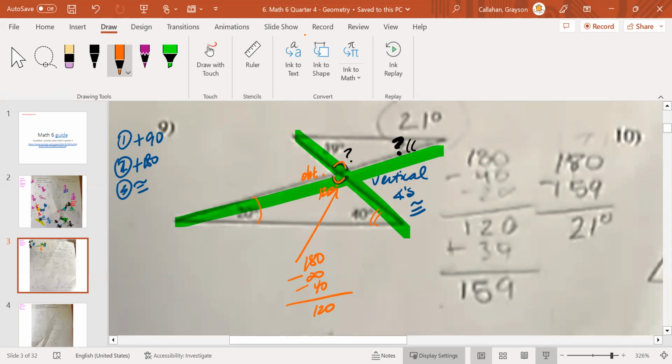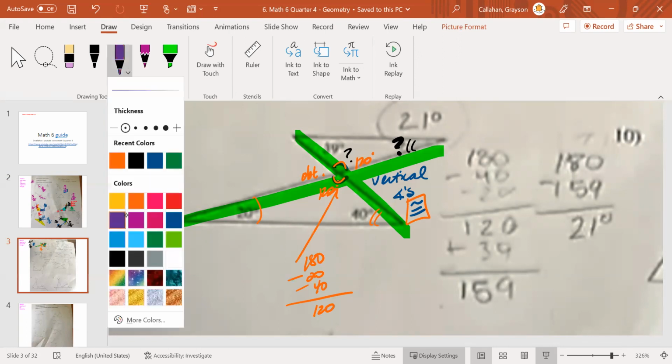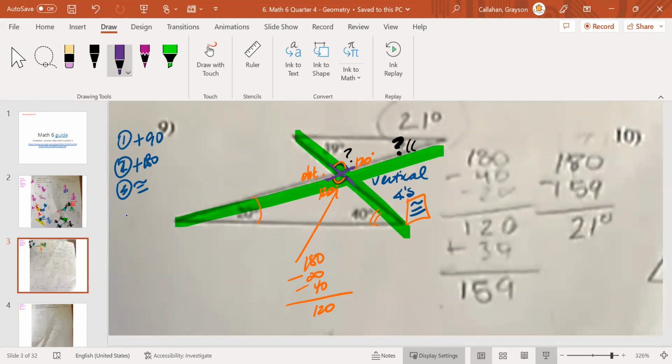What is this angle going to be? What is that angle? No, they're vertical angles. Those two angles are what? 120. They look exactly the same, don't they? Yes, they do. This angle right here looks exactly the same as this angle right there. Do you see that?